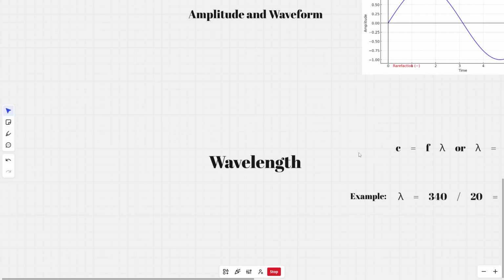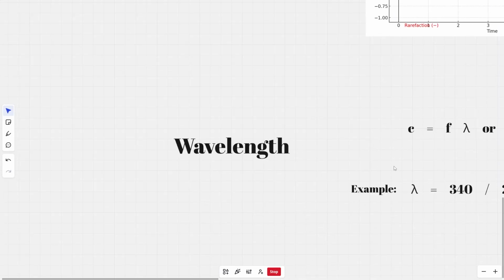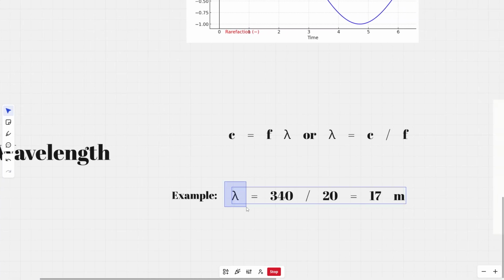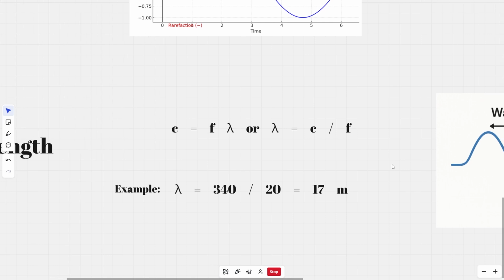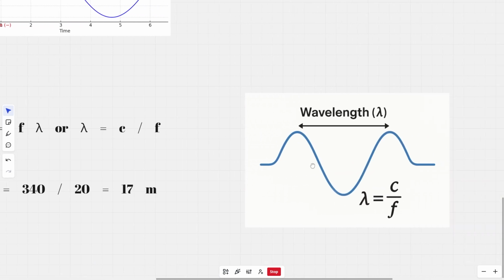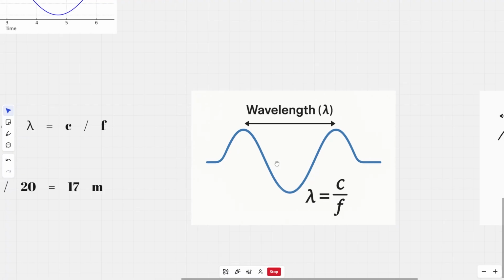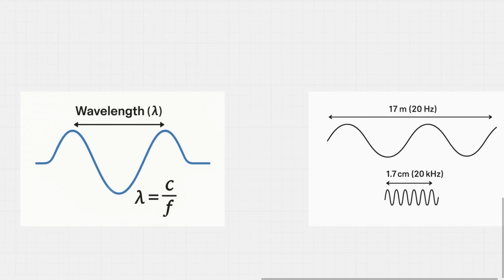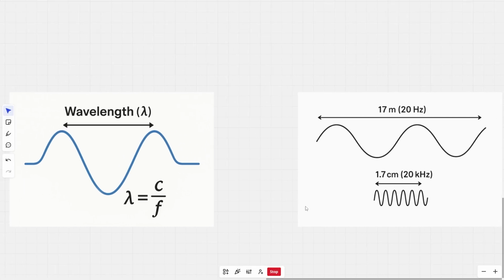The physical distance traveled by one full cycle of the sound wave is its wavelength, often represented by the Greek letter lambda. Wavelength is dependent on the speed at which the sound wave travels. The speed of sound, represented by c, in air is approximately 340 meters per second. Wavelength, frequency, f, and speed, c, are linked by the equation c = f lambda. This means if the frequency increases, the wavelength must decrease, provided the speed remains constant.